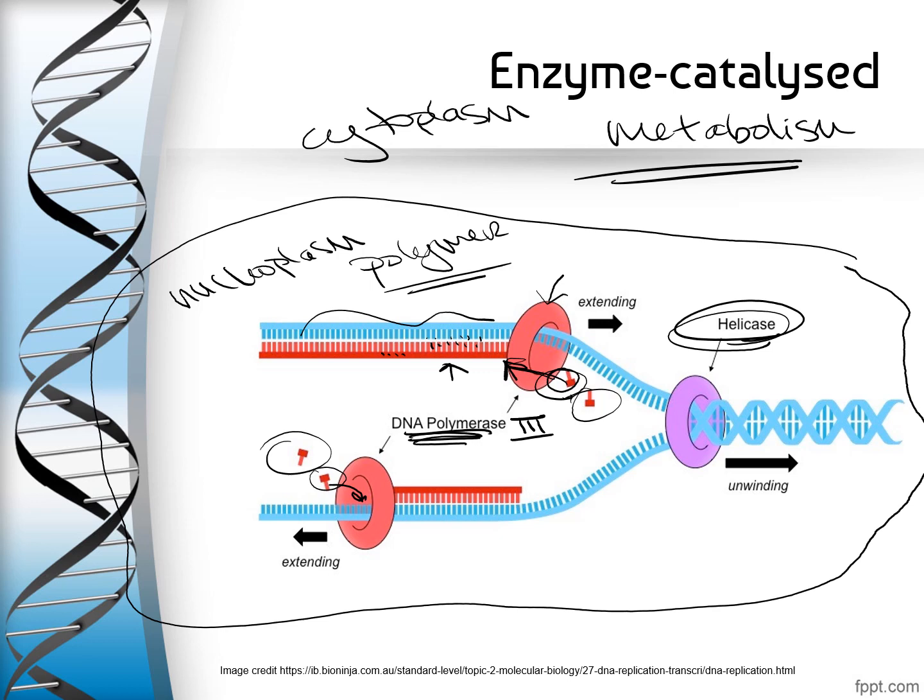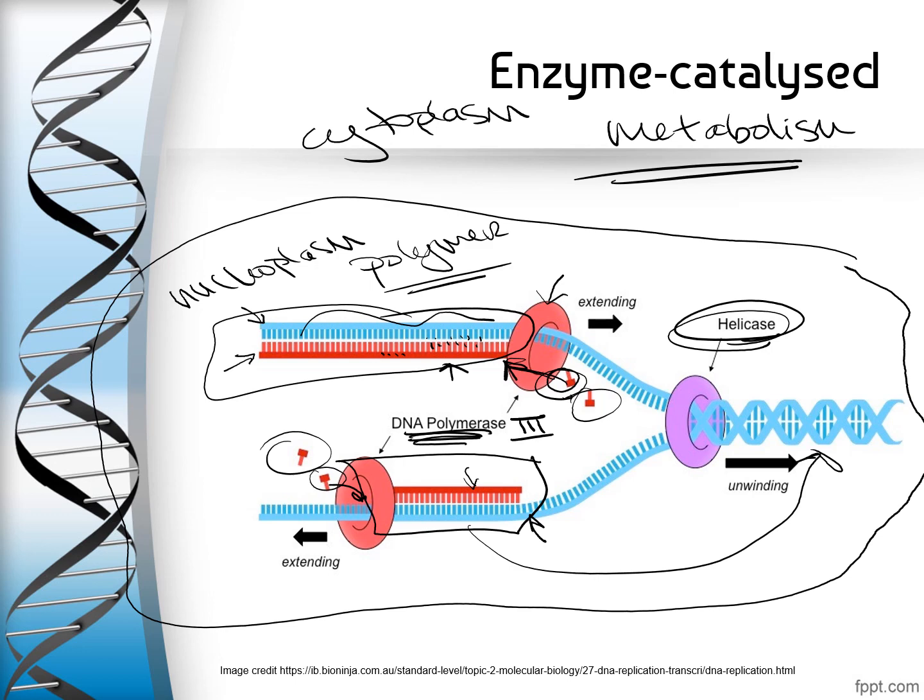Again, this is semi-conservative. Notice that I've got half old and half new DNA in each of my new strands of DNA. Half old and half new DNA in each of my new DNA strands that will be identical to that original strand. This is metabolism. It is enzyme catalyzed chemical reactions. This is definitely anabolic because we're building up big polymers, DNA, from these little monomers, nucleotides.